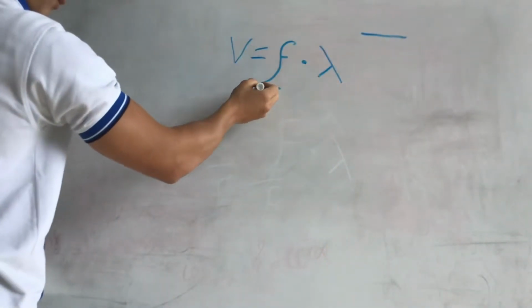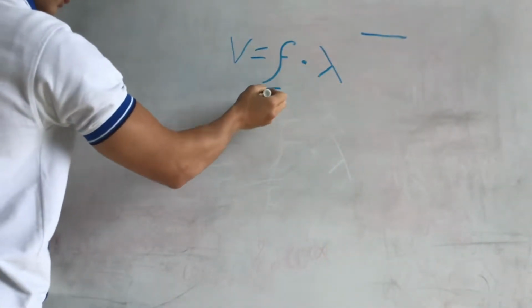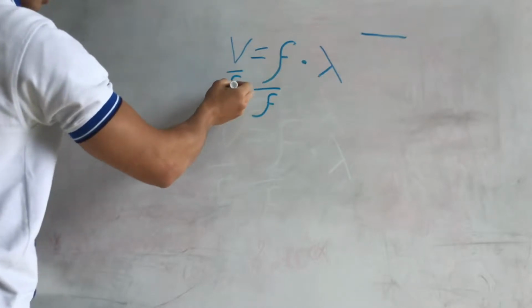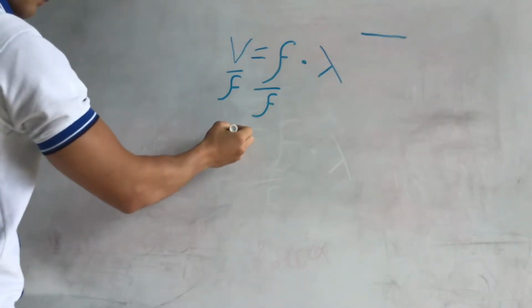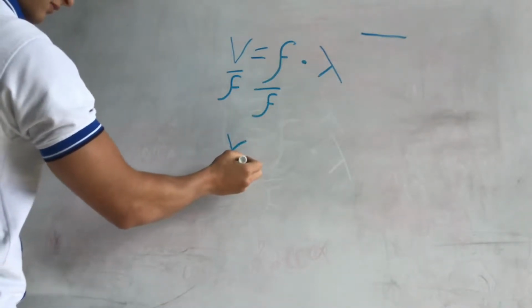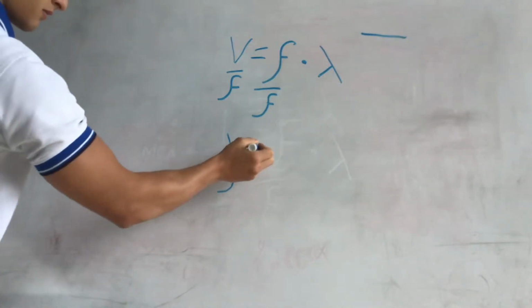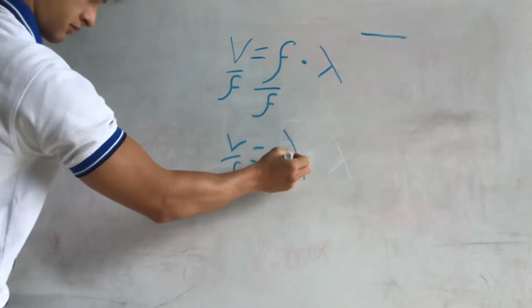To solve it, you just need to divide frequency on both sides, and that's it. It would be velocity divided by frequency equals the wavelength.